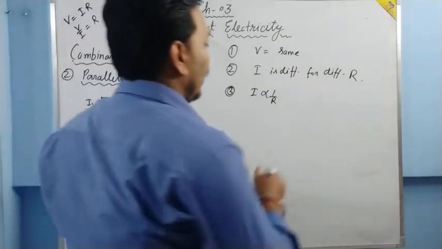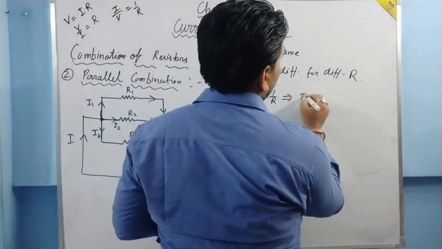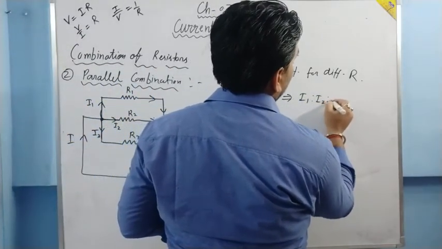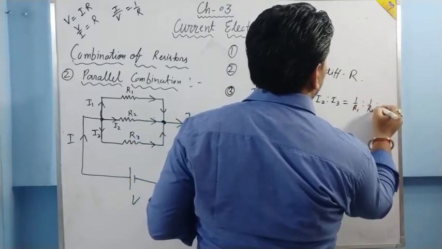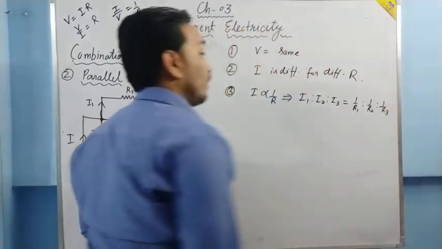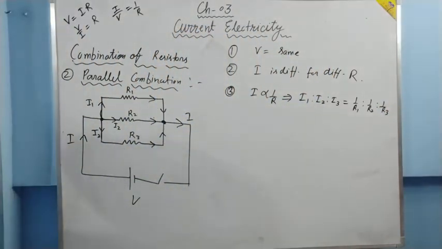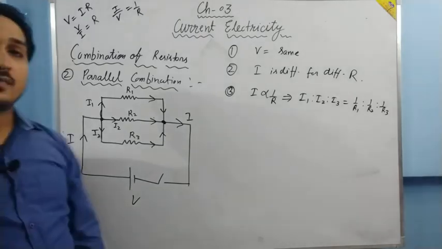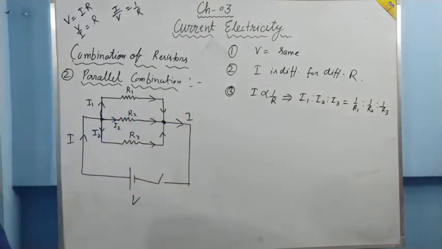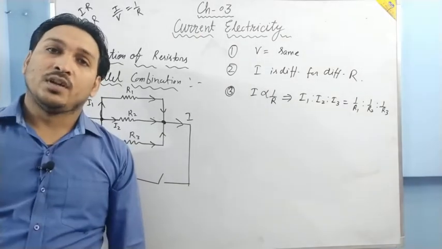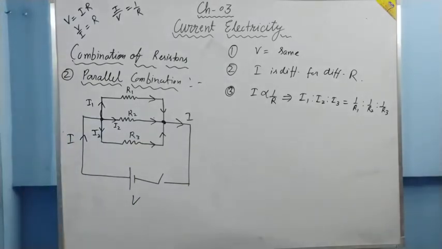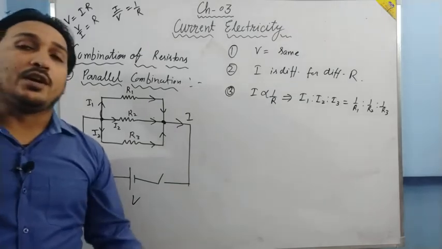And from here what we can say? We can say that I1 : I2 : I3 is equal to 1 upon R1 : 1 upon R2 : 1 upon R3. Okay? So, in the inverse ratio of resistance, the current is divided, because it is inversely proportional. The resistance which has greater value has less value of current. The resistance which has less value will have greater value of current.